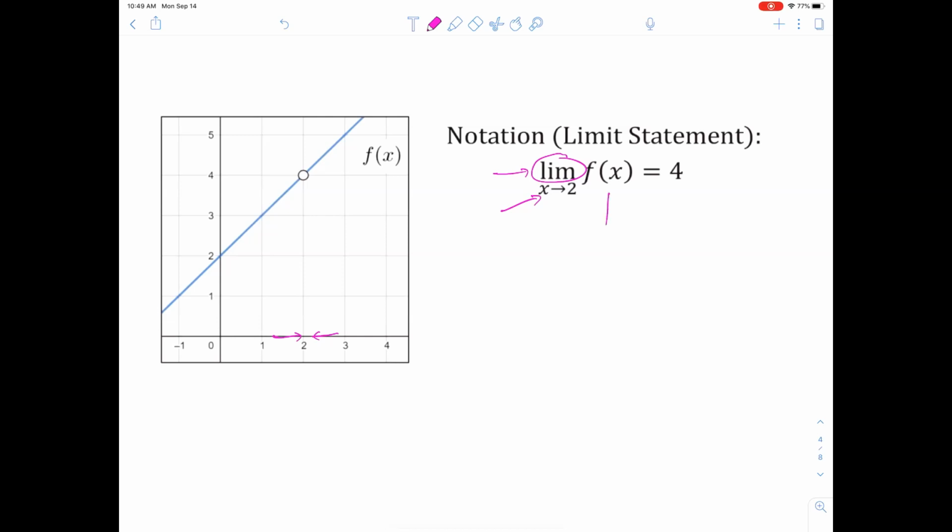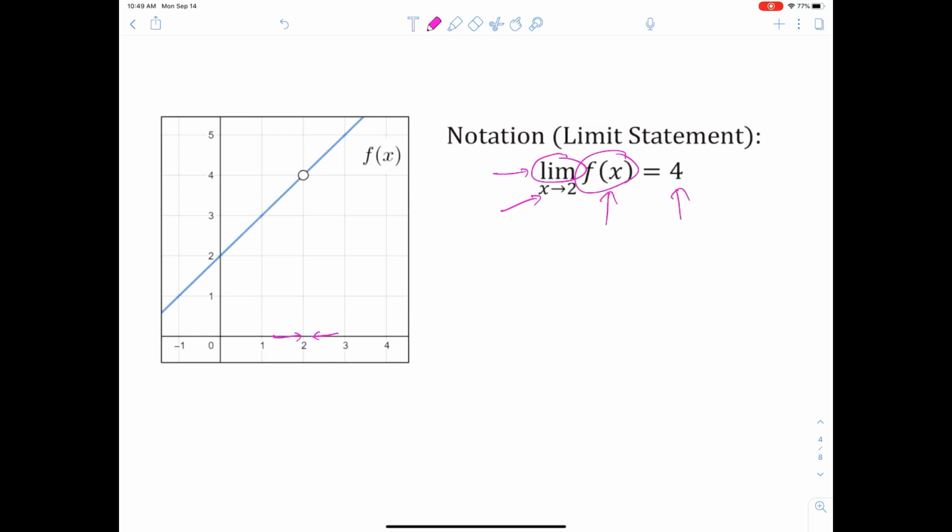We have to say which function you are worried about. In this case, our function's name is f, so you have to write down that the function's name is f. Sometimes you'll see the function written out explicitly right here, so there might be a function definition right there. And then we have to say what our answer is.